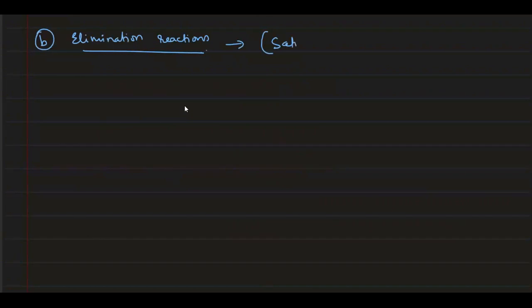Okay. The next type of reaction is B, elimination reactions. Elimination reaction. Okay. So this elimination reaction gives rise to unsaturated compound. So saturated compounds are converted to unsaturated ones. Unsaturated compound, that is the specialty of elimination.